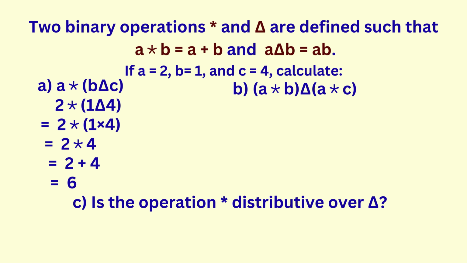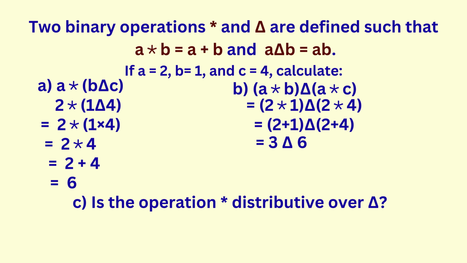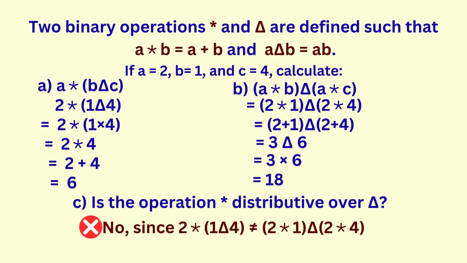Now substitute the values in part B. That is (2 star 1) delta (2 star 4). 2 star 1 equals 2 plus 1, and 2 star 4 equals 2 plus 4. So we get 3 delta 6, which means 3 times 6 equals 18. On the left-hand side, we got 6. On the right-hand side, we got 18. Since they are not equal, star is not distributive over delta.